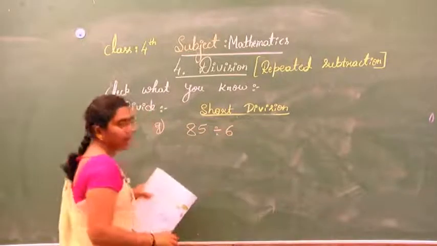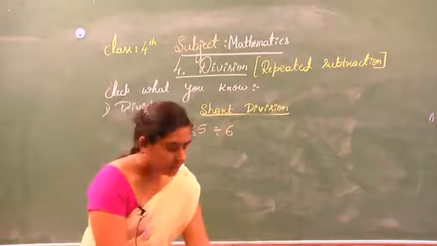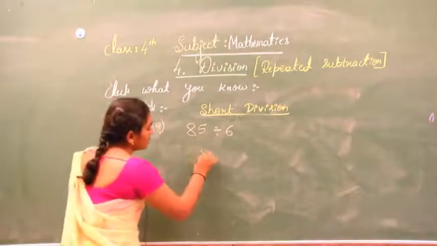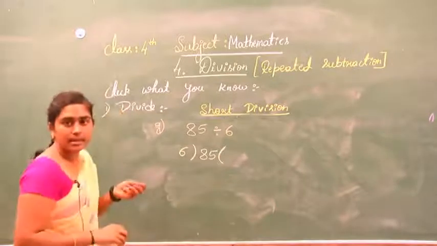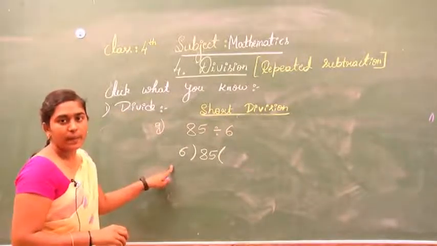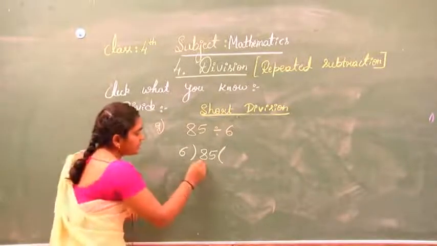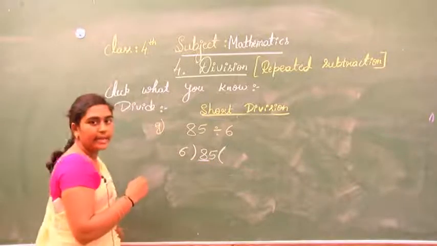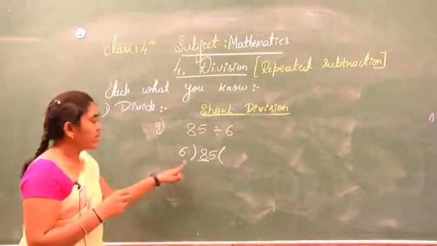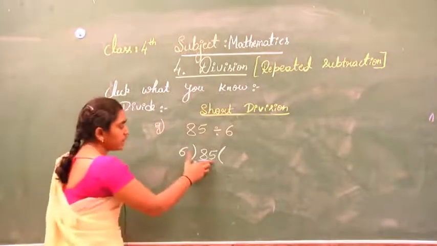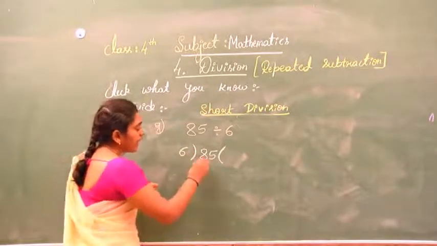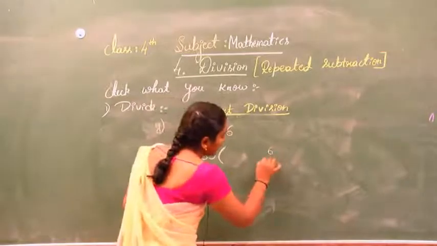85 divided by 6. Solving this, 85 with 6. This is a long division. If you observe, the first number is 8. 8 is greater than 6. So we have to follow the long division with single numbers. For 8 only we need to check. Let's write the tables.